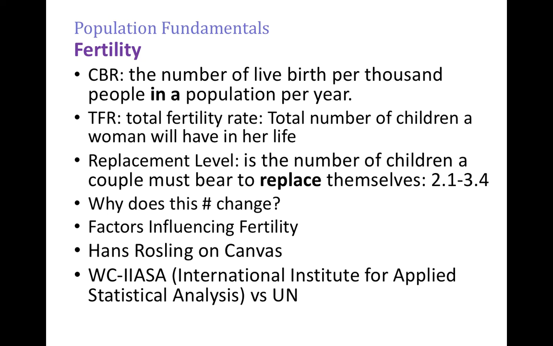Both those things are going to affect your crude birth rate. But what we should be looking at is total fertility rate. Total fertility rate is the total number of children a woman is going to have within her lifetime. So total number of children a woman will have in her lifetime. And this is a little more on point than crude birth rate. Because with crude birth rate, a lot can change in a year or from year to year.